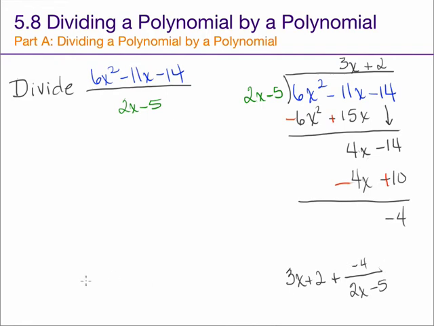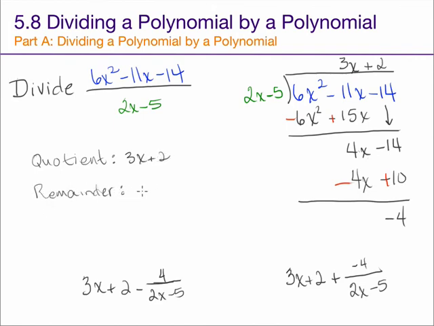Since addition of a negative can be written as subtraction, here's another way to write this answer: 3x plus 2 minus 4 over 2x minus 5. This is, in fact, slightly better form, but I'll take either. What's important is that you recognize that the remainder is negative 4 and place it accordingly. Remember, too, that if you're asked for the quotient, the answer to that part is the 3x plus 2. If you're asked for the remainder, the answer is negative 4. Just negative 4.